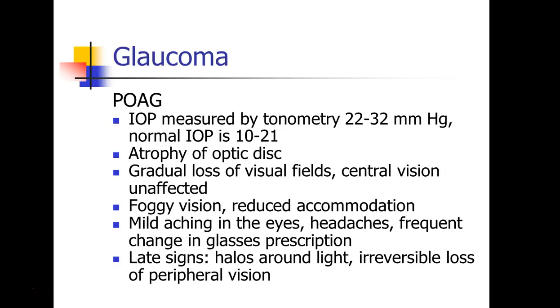So with the open angle, and you have the intraocular pressure, it just is larger. Usually it's 10 to 21, and it just goes up. When they do a measurement, it's 22 to 31. And then you have atrophy, which means it narrows and gets smaller, right? Okay, and you have a gradual loss of your visual fields, and central vision is unaffected. And I'm going to show you a picture of this in a minute. So it also gets foggy. You can have an aching headache, frequent changes in glasses. Late, you have halos, irreversible loss, and you lose all your peripheral vision.